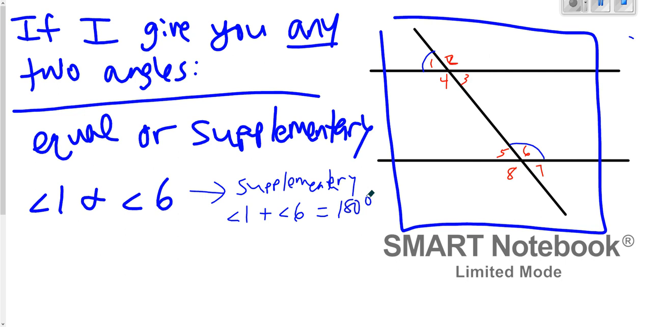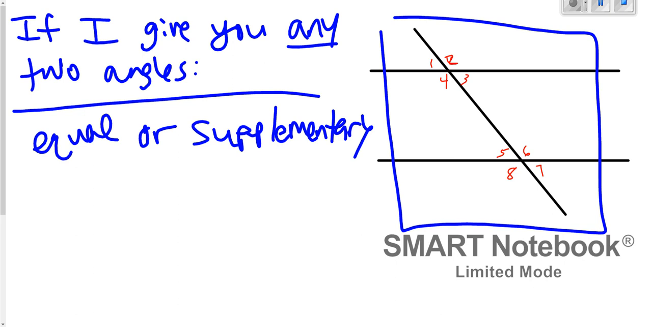Another way to think about it is angle 1 and angle 5 are equal because they're corresponding. We just learned about that a few minutes ago. So I can really put a 1 there. And then I see that angle 1 and angle 6 are supplementary. So that's another way to look at it. All right, let me give you two more random angles.